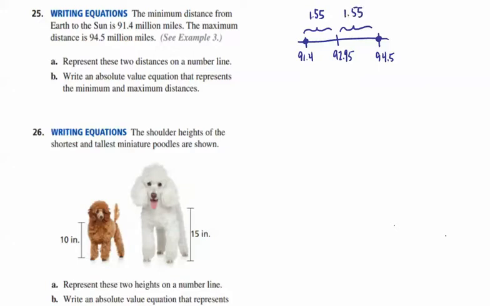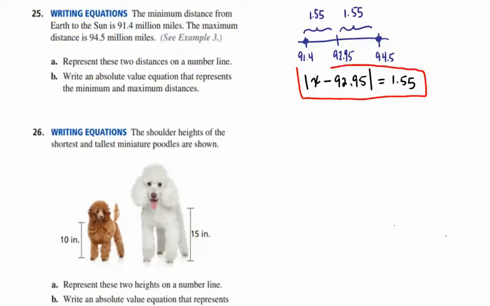At this point, we're ready to use our structured formula. X minus the center, 92.95, absolute value, is equal to the distance from the center, and that's our answer. So we have used the information to graph and then construct our absolute value equation. Next, we'll scroll up just a little bit.